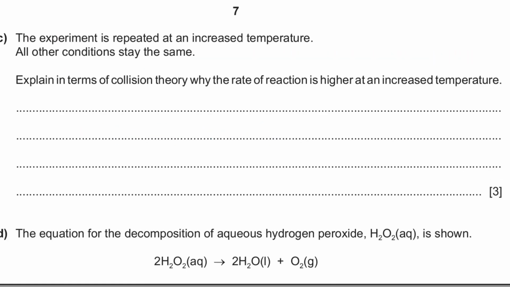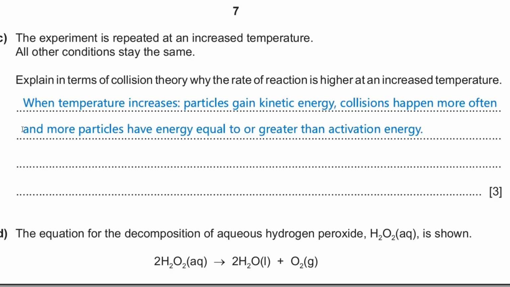Explain in terms of collision theory why the rate of reaction is higher at an increased temperature. When temperature increases, particles gain kinetic energy, collisions happen more often, and more particles have energy equal to or greater than the activation energy. Now, you look at this, I've mentioned at least 3 points in this explanation because it's a 3 mark question. The mistake students make is that most of the time students stop at the first point.